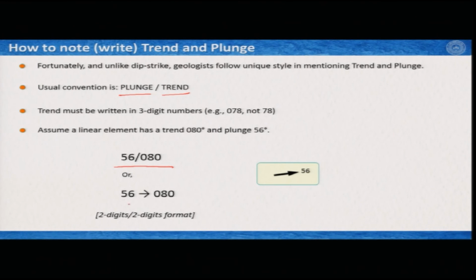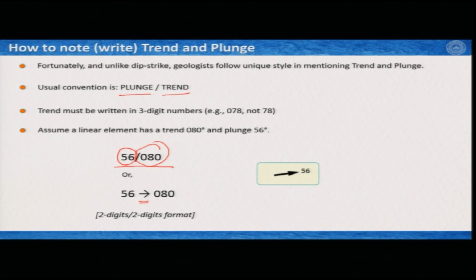56/080, or 56 with an arrow towards 080. Both of them have more or less similar meaning. The first two digits indicate your plunge value, and the next 3 digits indicate your trend value.